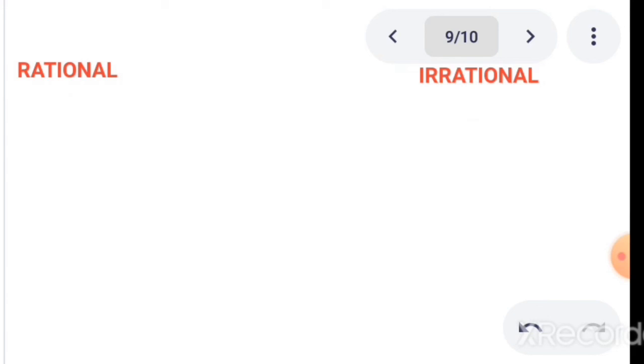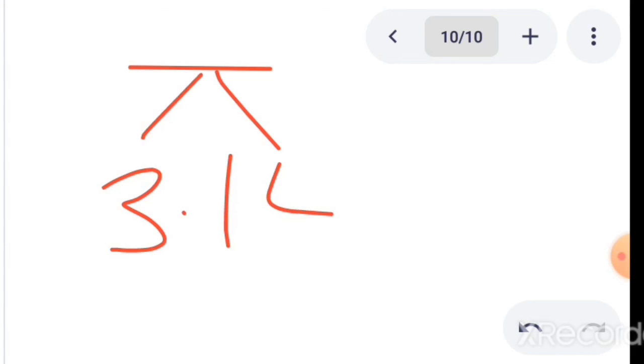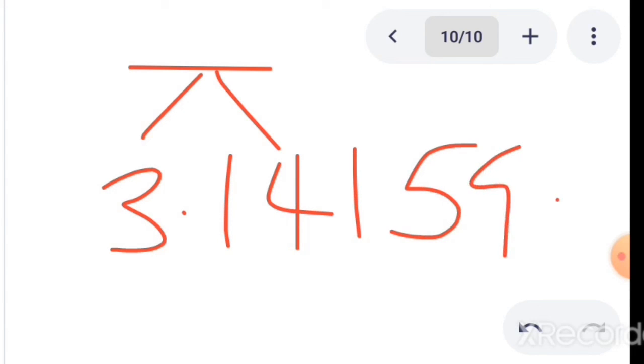Now note that an irrational number cannot be written in the form of A over B. But if we had something like pi, is it a rational or an irrational number? Take some minutes to think about it. Is pi a rational or an irrational number? If you press pi in your calculator, you're going to get 3.14159 and it continues. This number cannot be expressed as a ratio of two integers. Therefore, pi is an irrational number.